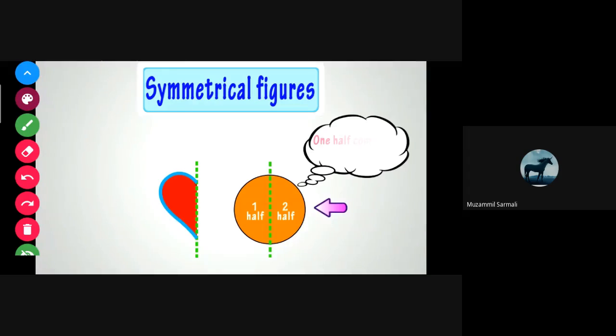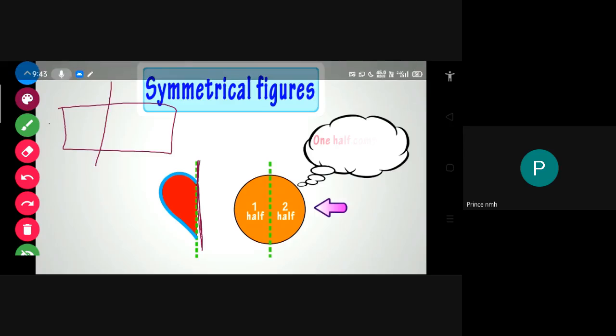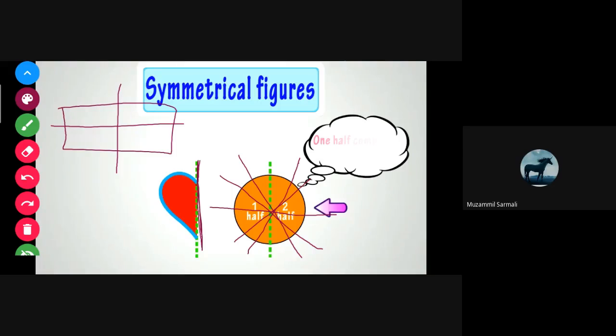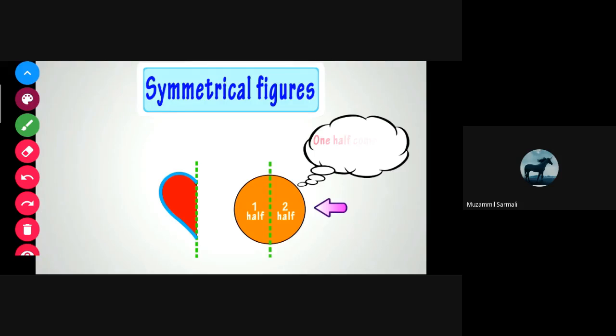Some shapes have only one line, shapes like a rectangle have two lines, and shapes like a circle have so many lines. Infinite, because it has so many lines. You can see, everywhere, this way, slant way also we can divide it into two. So this is a slanting line, this is a sleeping line, a standing line, every time. Okay.